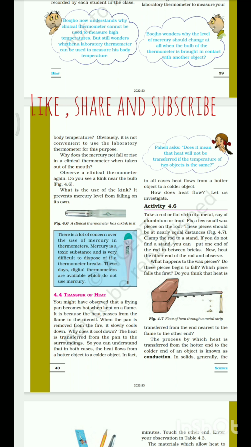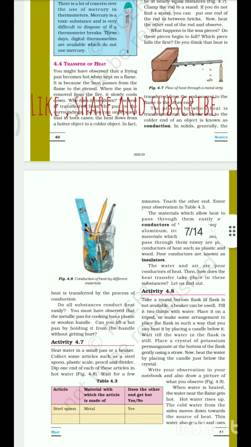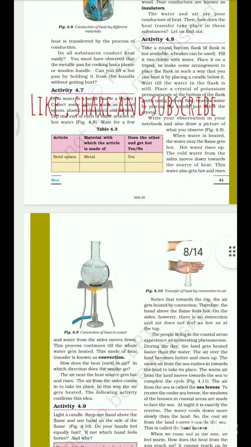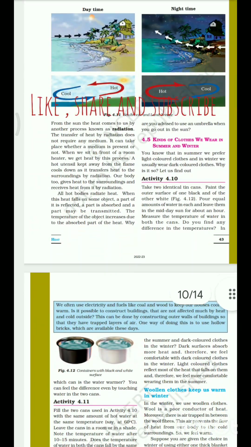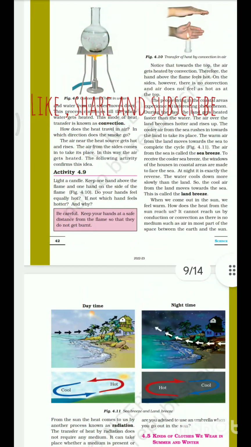Science Class 7 Chapter 4, which is heat. So in this video we will learn about transfer of heat. There are three modes of transfer of heat. They are conduction, convection and radiation. And these three we will learn in different pages. So, let's begin.